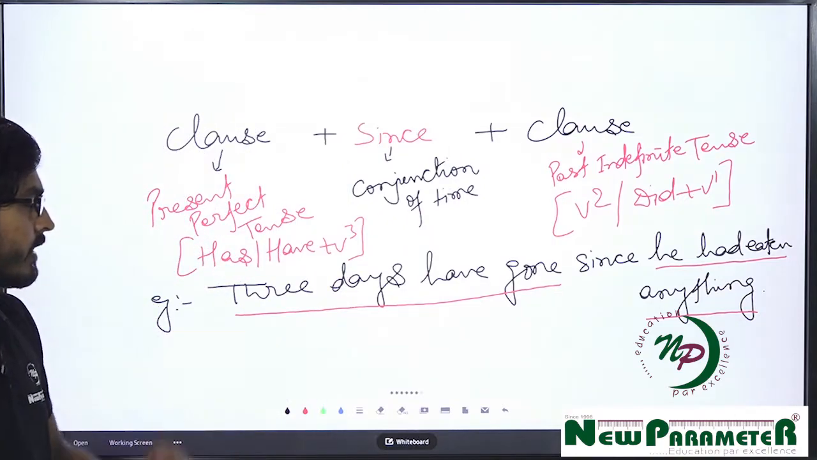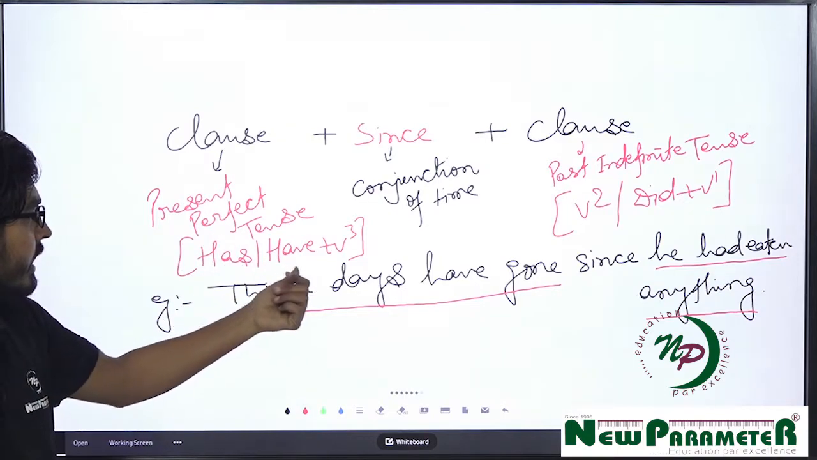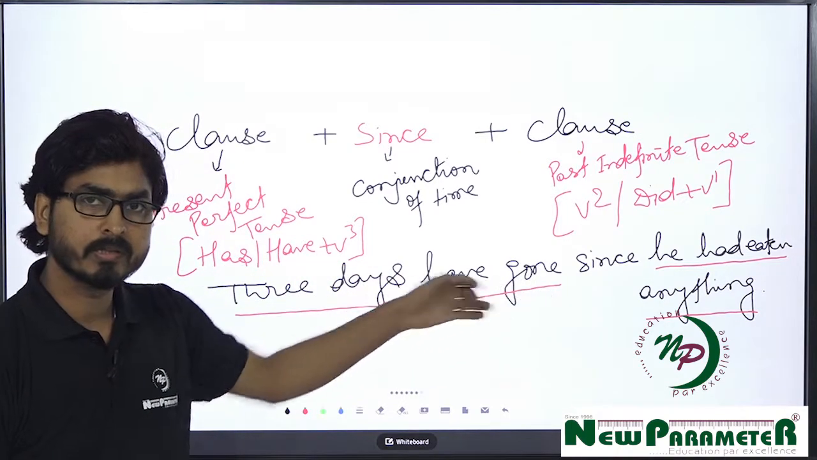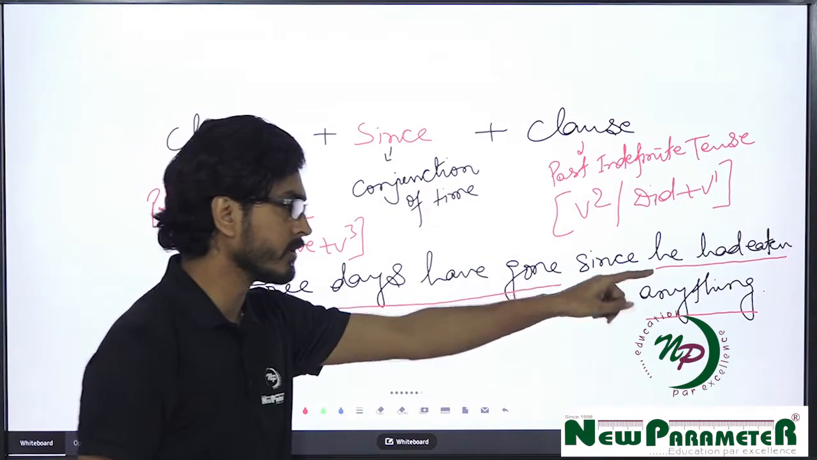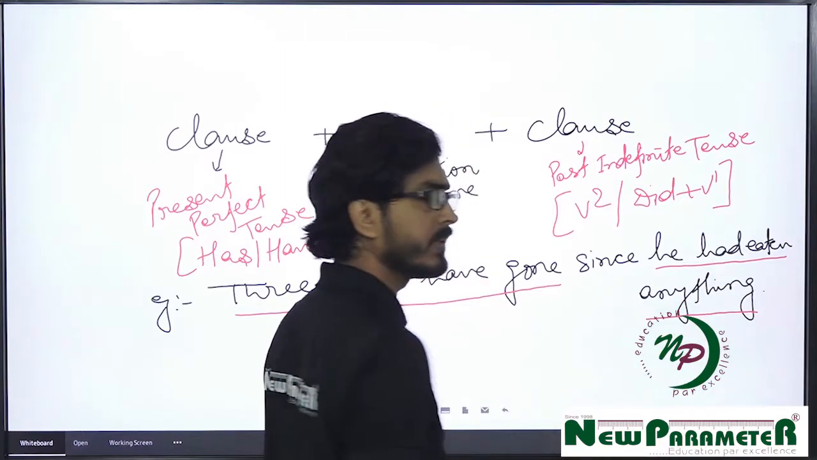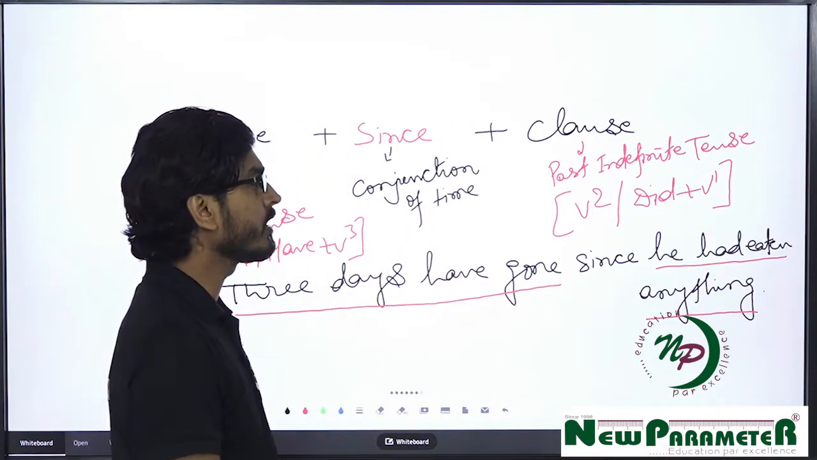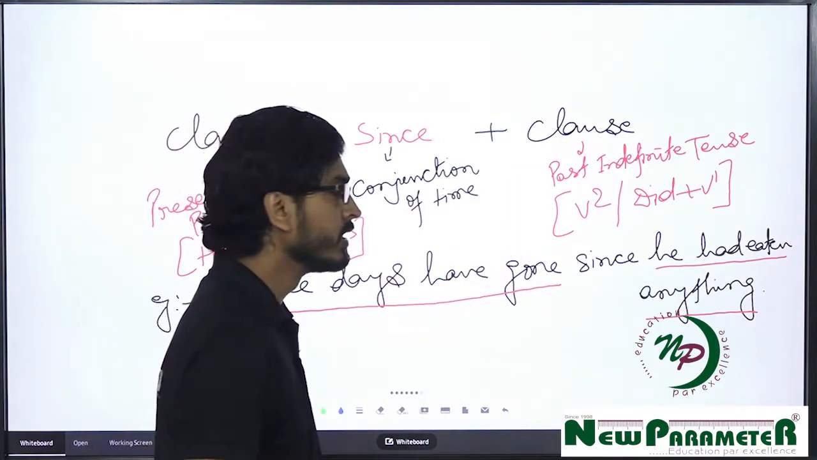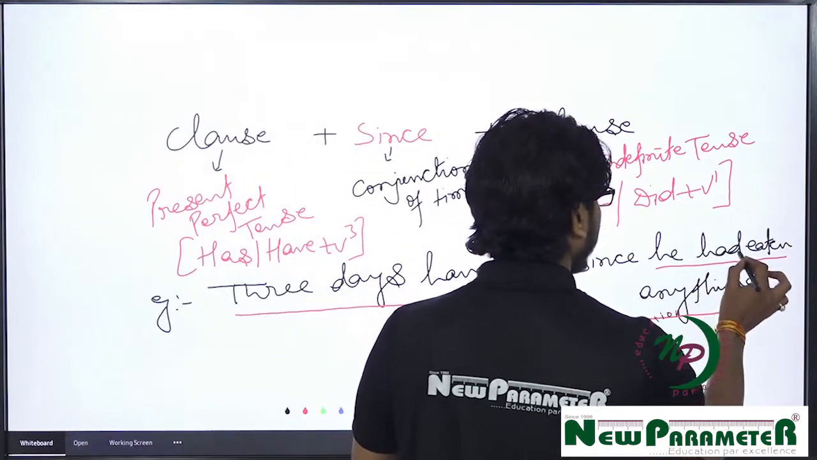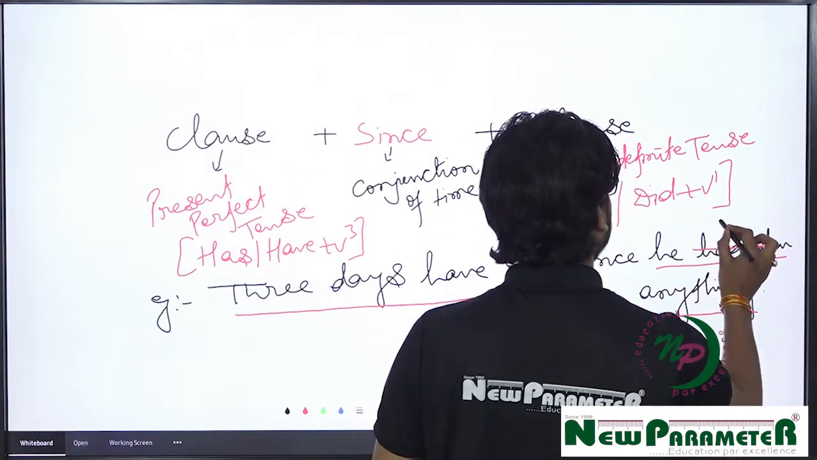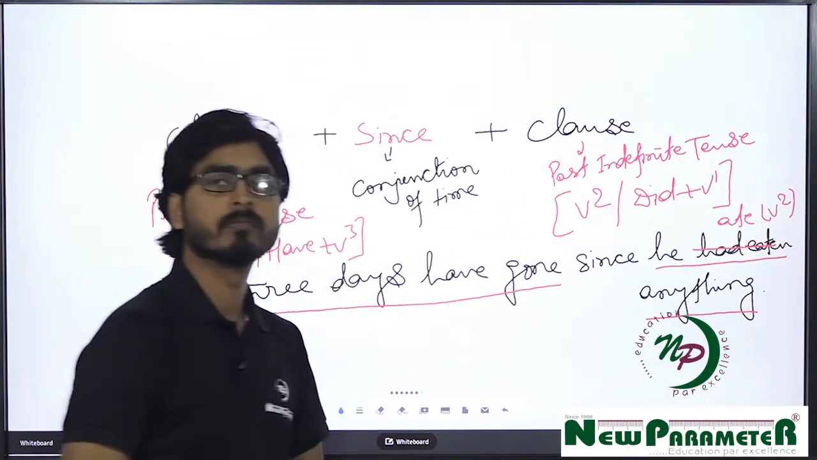It is perfectly fine that we have used this clause in present perfect tense, means have plus V3. 3 days have gone. Perfectly fine. There is no error in this clause. But if you see in that clause, we have used had plus V3, means that is past perfect tense, which is totally wrong because we are allowed to use only past indefinite tense. So what will be the correction in this sentence? The correction will be, instead of he had eaten, we must write here he ate, which is the second form of a verb.